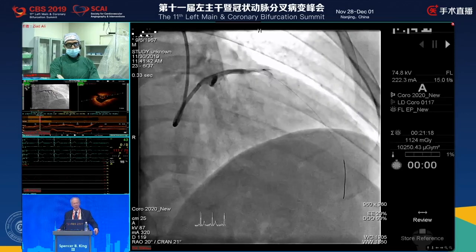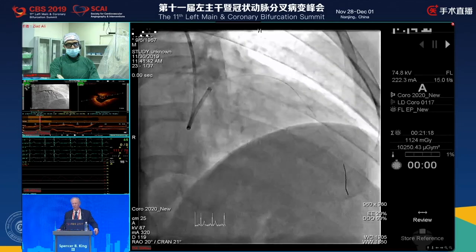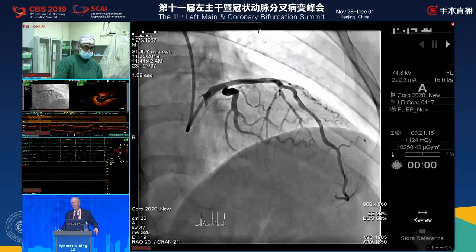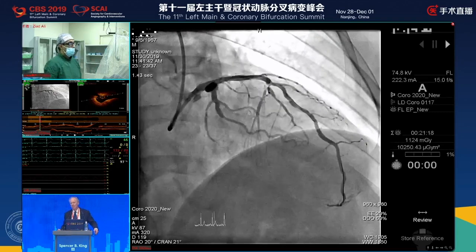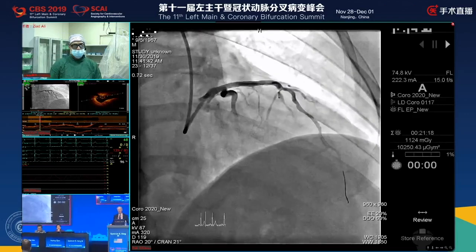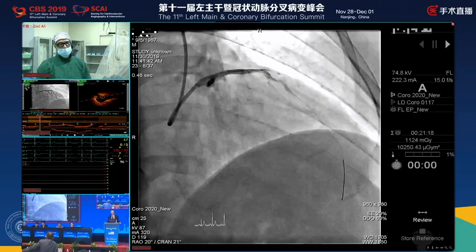Do you want to do an OCT in the LAD now to see if you have moved this calcified nodule that was protruding into the LAD by the ballooning? Because the prognosis of the patient is mainly the LAD status when you discharge him. So, sure, we can do that.